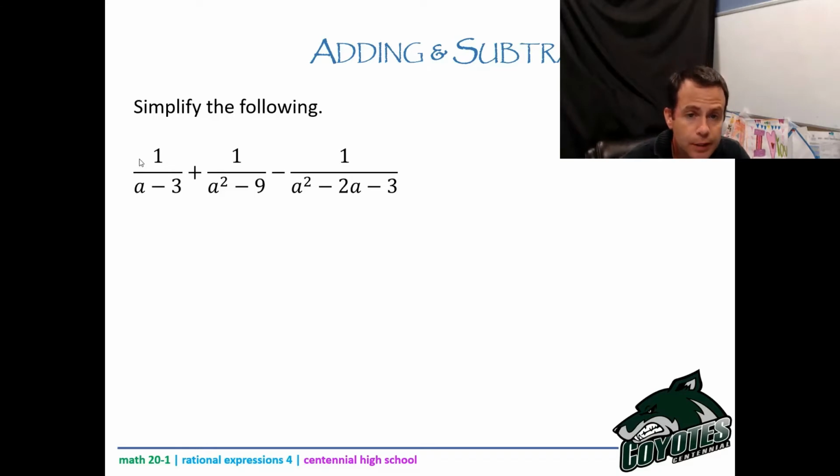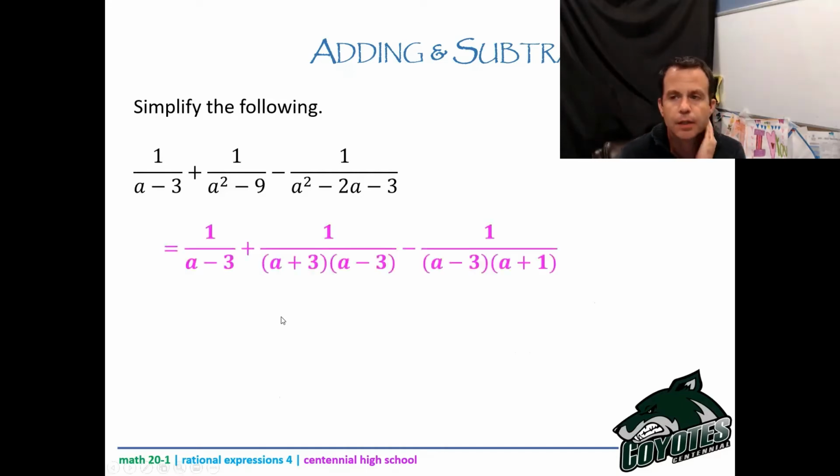This guy's already good. This guy, I've got a difference of squares on the bottom, so that's going to factor into a plus 3 and a minus 3. And then over here, I'm looking for 2 numbers that multiply together to give me negative 3, add together to give me negative 2. That would be a minus 3 and a plus 1. So here I am in total factored form.